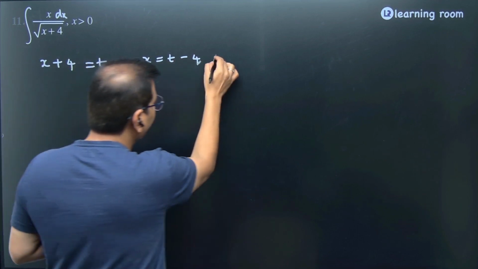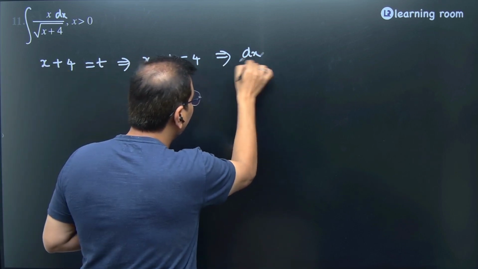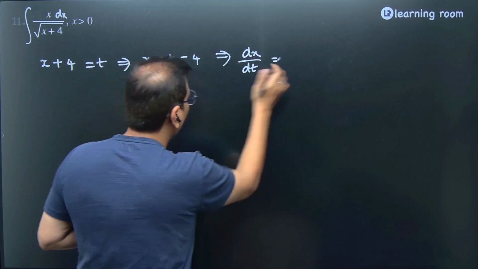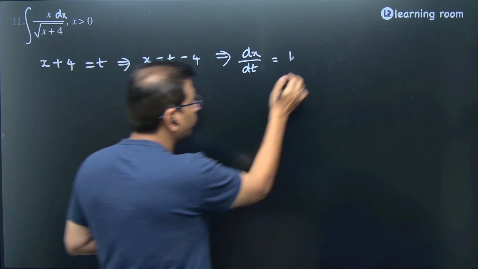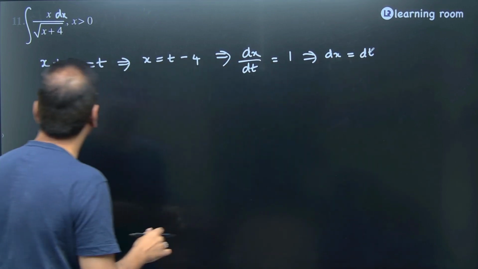Now differentiate this on both sides with respect to t. So it will be dx divided by dt is equal to 1. The first derivative of 4 is 0, which implies dx is equal to dt.